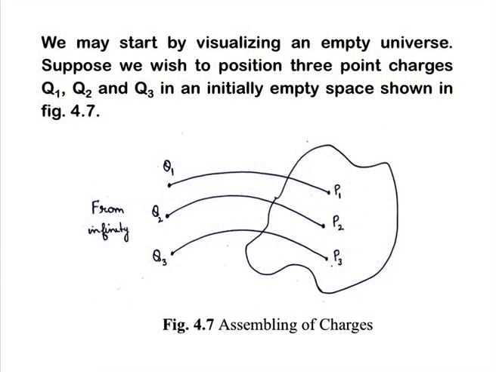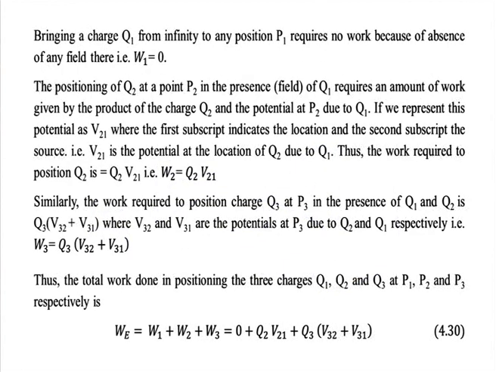In order to find the potential energy present in a system of charges, we must find the amount of work done by an external source in positioning the charges. We may start by visualizing an empty universe, and we wish to position 3 point charges Q1, Q2 and Q3 at positions P1, P2 and P3 as shown in figure 4.7. Bringing a point charge Q1 from infinity to any position P1 does not require any work because of absence of any field, that is W1 is equal to 0.